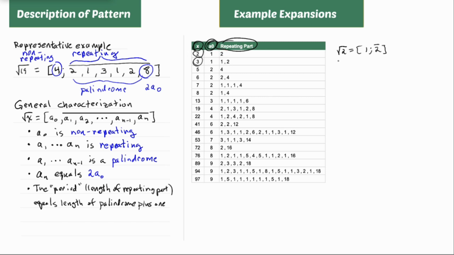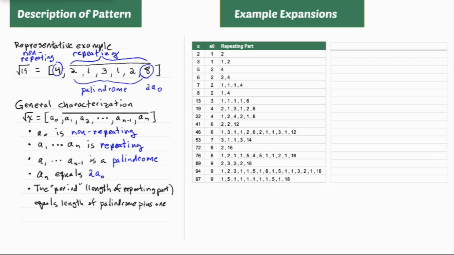And the next row says the square root of x when x equals 3 is 1, 1, 2, with 1, 2 repeating. This is the 1, which does not repeat, and this is the 1, 2, which is the repeating part. One more. When x is 19, the square root is 4, 2, 1, 3, 1, 2, 8, with everything but the 4 repeating. It's our example to the left. Stop the video and make sure you understand the table. And notice the pattern in the expansions. The repeating part has a palindrome followed by a final term which equals twice a0. Do you notice anything interesting or anything you didn't expect?